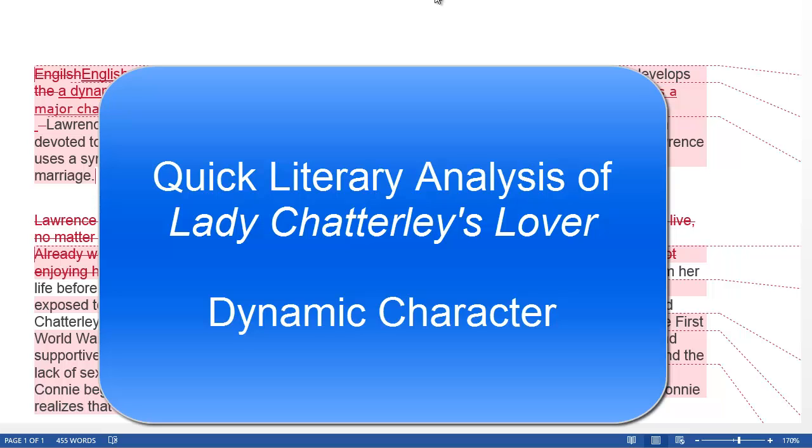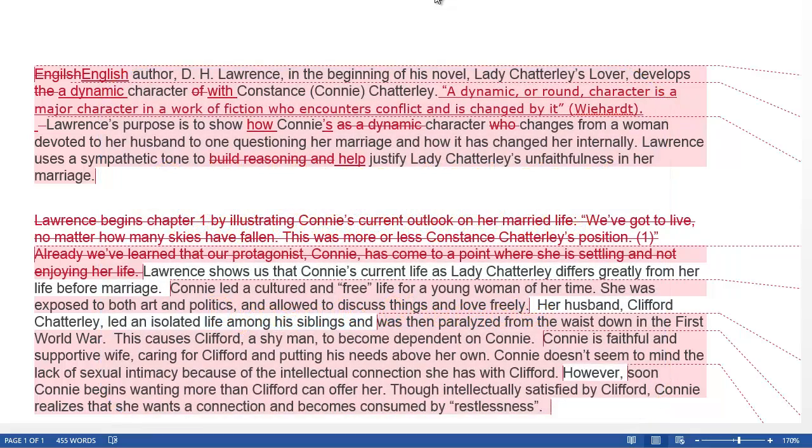I want to go over a quick literary analysis of Lady Chatterley's Lover to help you get started. And this particular journal post was presented by Chelsea. So I want to show you how I'm going to take Chelsea's essay, which is actually pretty good, and evolve it into what the journal should be.